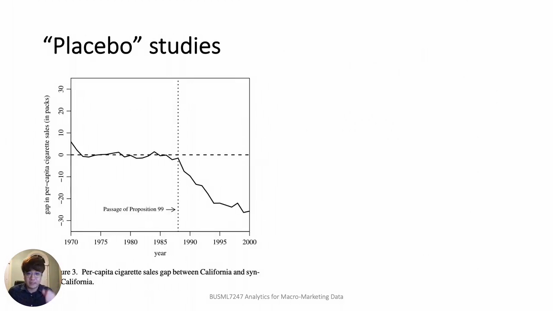This figure presents the sales gap between California and the synthetic California. Before the passage of Proposition 99, the gap is around 0. But after the passage, the actual sales dropped and the gap went to minus 26, which means that the estimated effect of Proposition 99 is a 26-pack decrease in per capita sales.